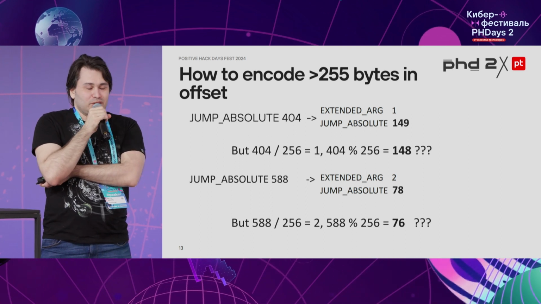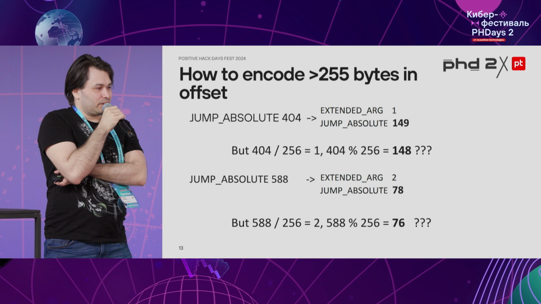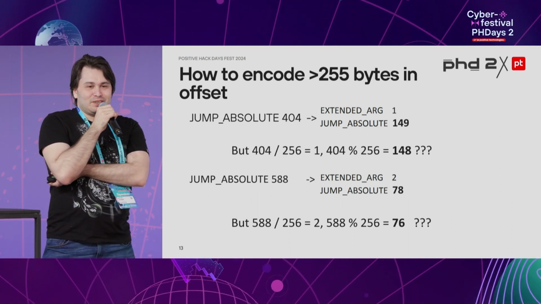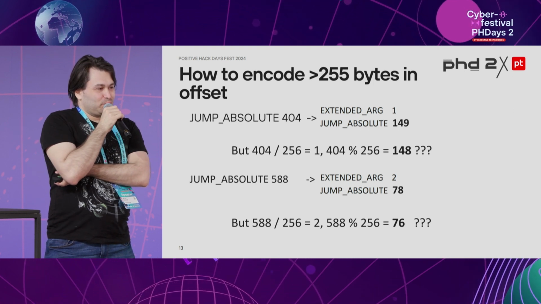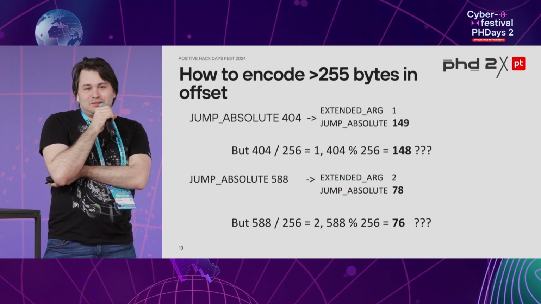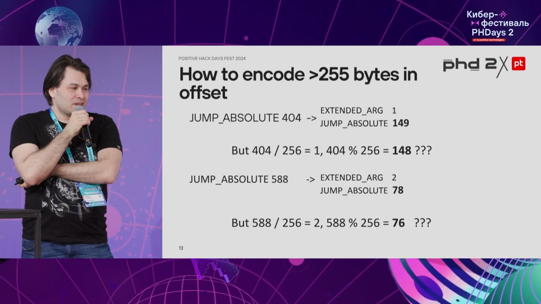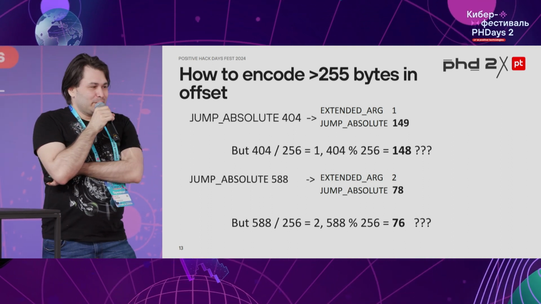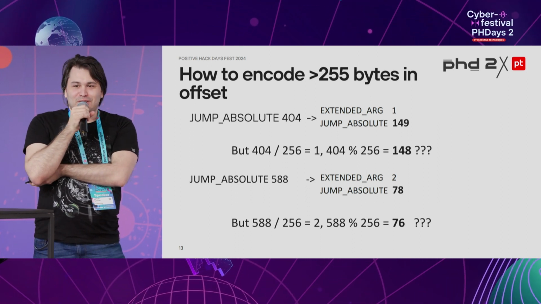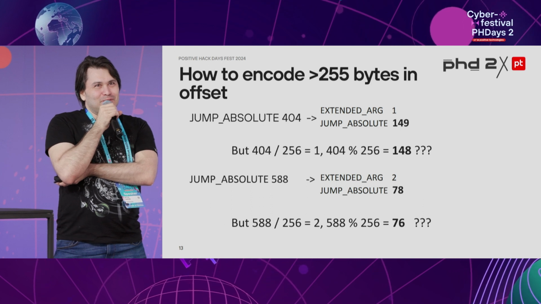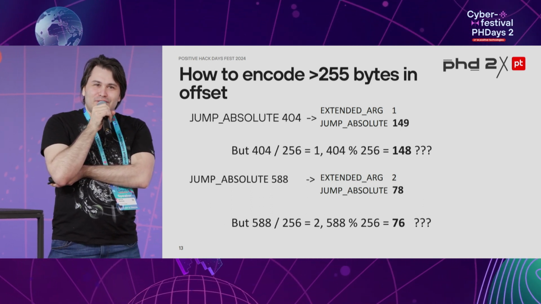So the answer is, before the transfer instruction, you put the extended arc instruction, which adds another byte. For the transfer, of course, if you have a 3-byte offset, what you do is you add one more and one more, and this is how you proceed. I was very surprised to see that this didn't work for me when I tested it.